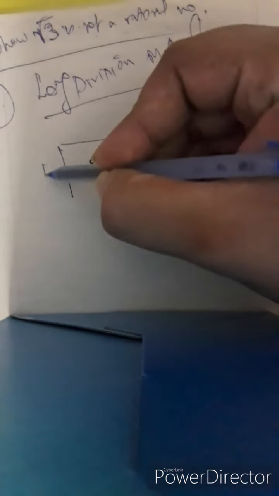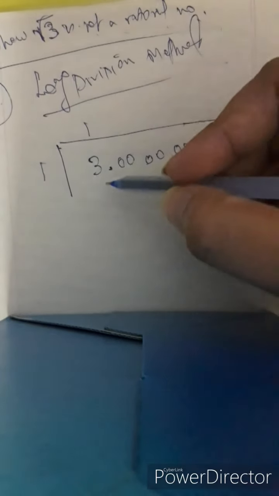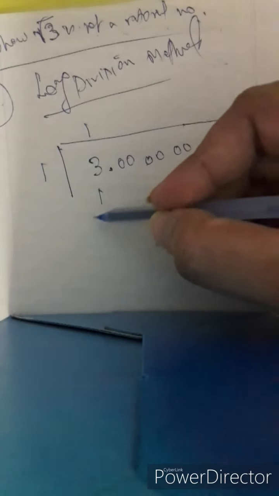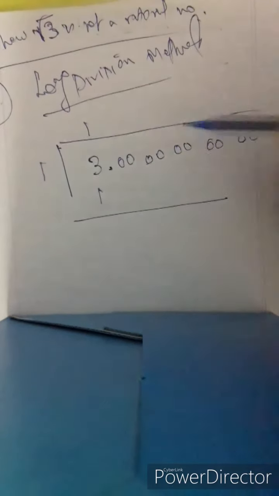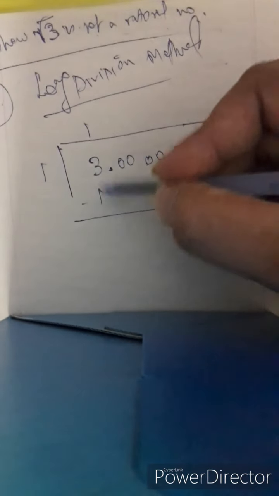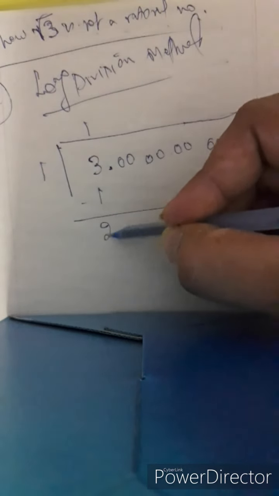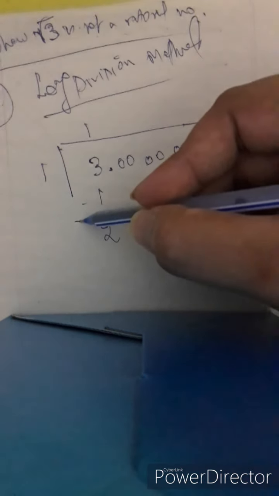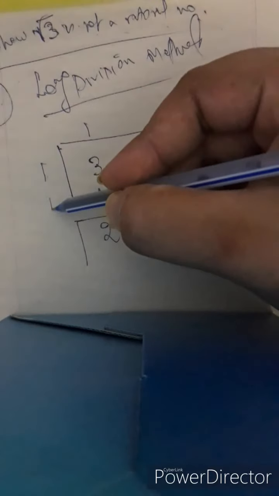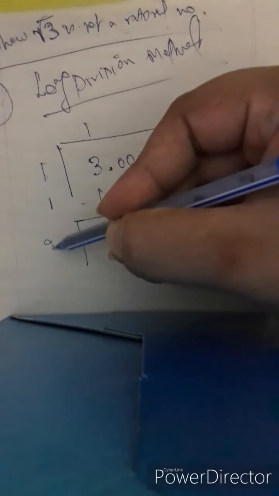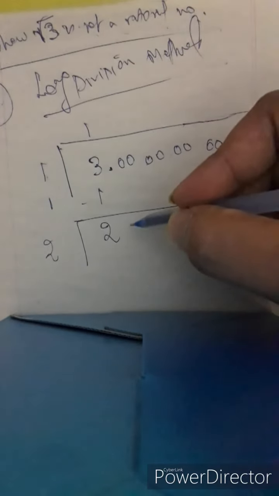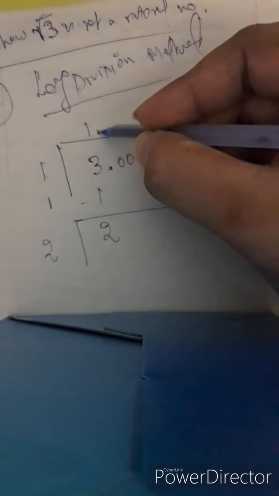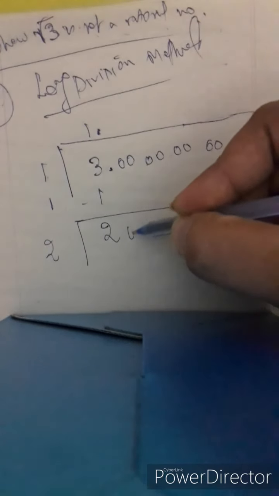So 1 into 1 is 1. Subtracting, we get 2. Adding this 1 here, we get 2. Now bringing down, this point goes here, and bringing down 00.